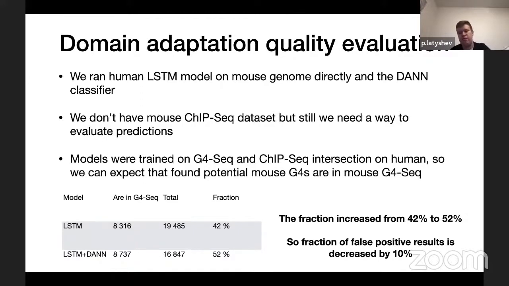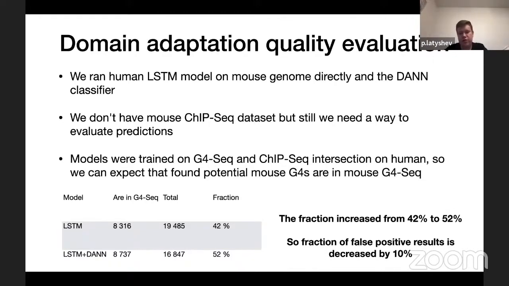But if we trained it on the intersection, the fragments found on mouse data have to be in the G4-seq mouse dataset. And we counted the number of found fragments that are actually in the G4-seq dataset and compared it for both models. As we can see in the table, in the case of LSTM trained on human data, there is the same number of fragments that we can find in G4-seq for mouse for the LSTM and DANN LSTM models, but we have a different total count of found fragments.